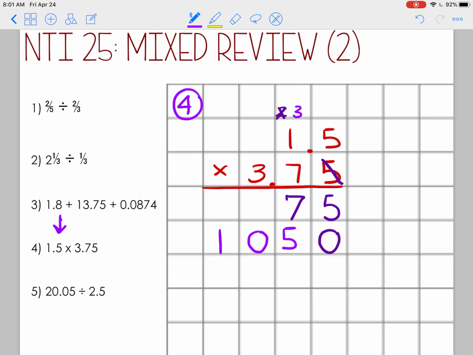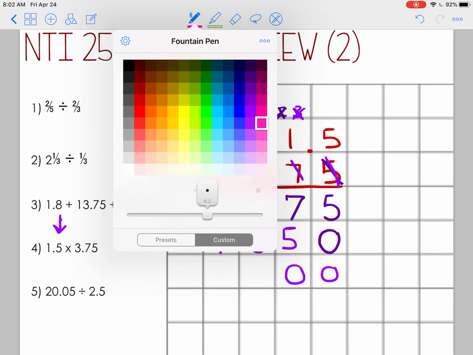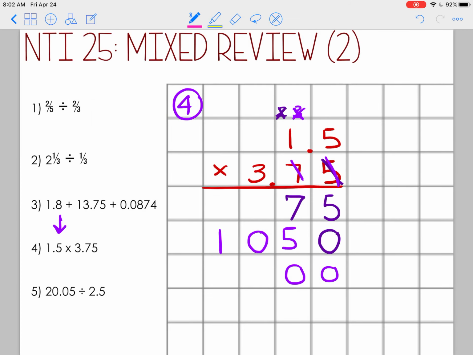Okay. Now, I'm done with 2 numbers this time, so I'm going to put 2 placeholders down here, 2 zeros. And I'm also going to mark out my carries so I know that I'm good. Okay. All right, the last number that we've got here is a 3, and I'm going to take 3 times everything across the top row. 3 times 5 is 15, carry the 1, and 3 times 1 is 3, plus the 1 I carried is a 4.